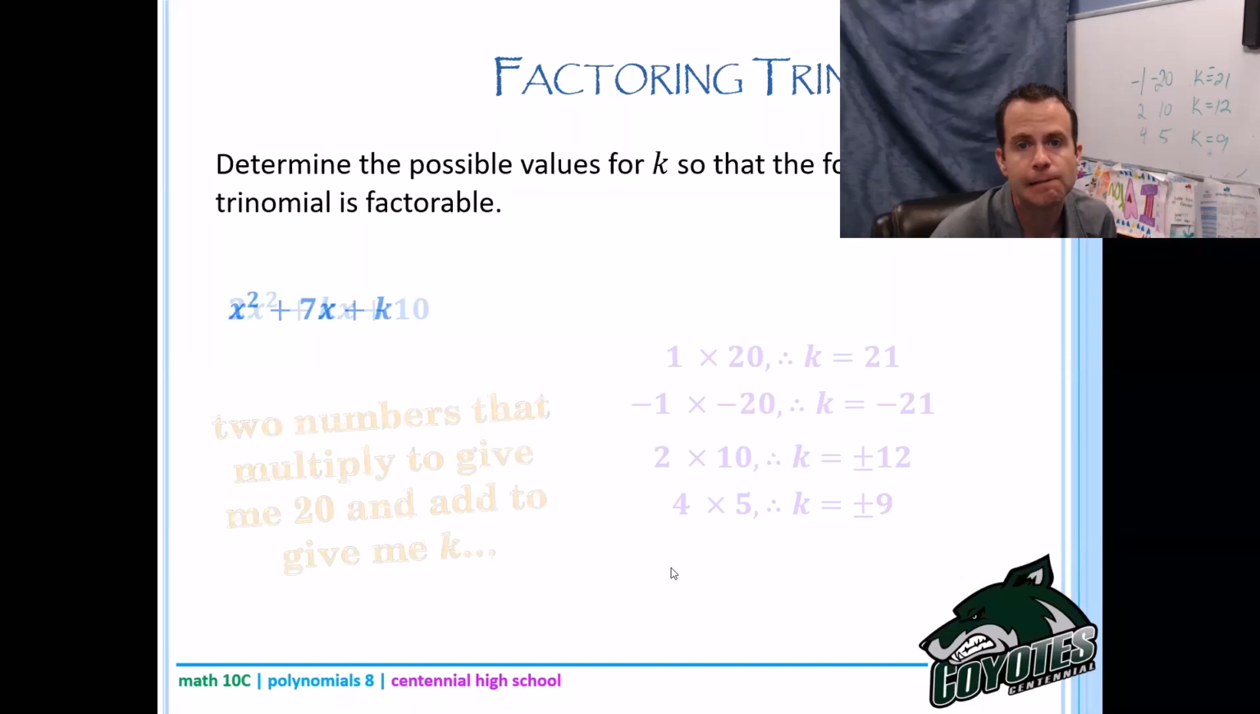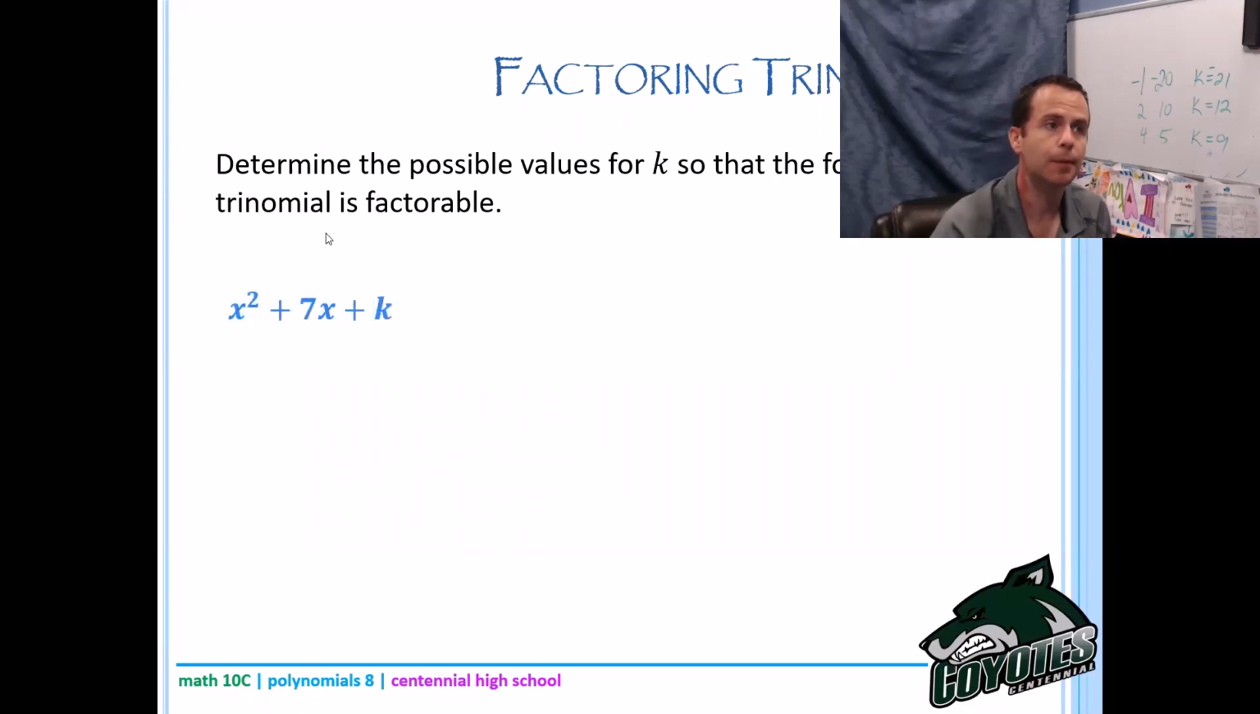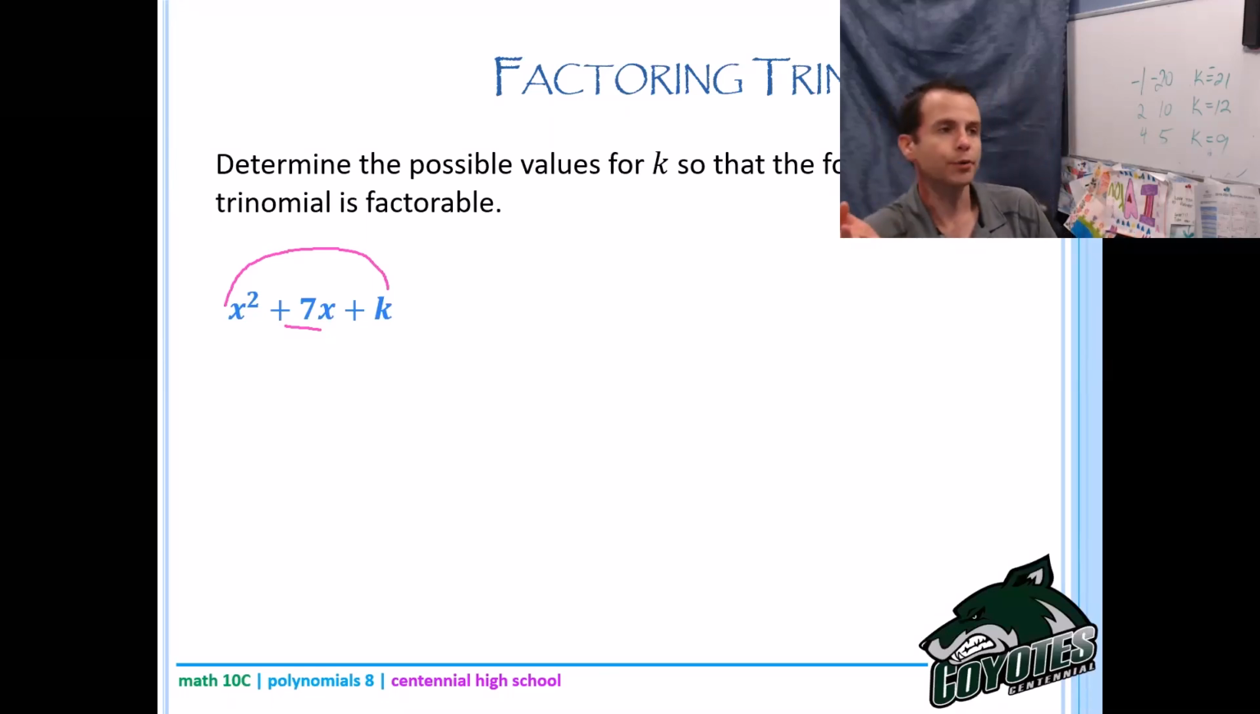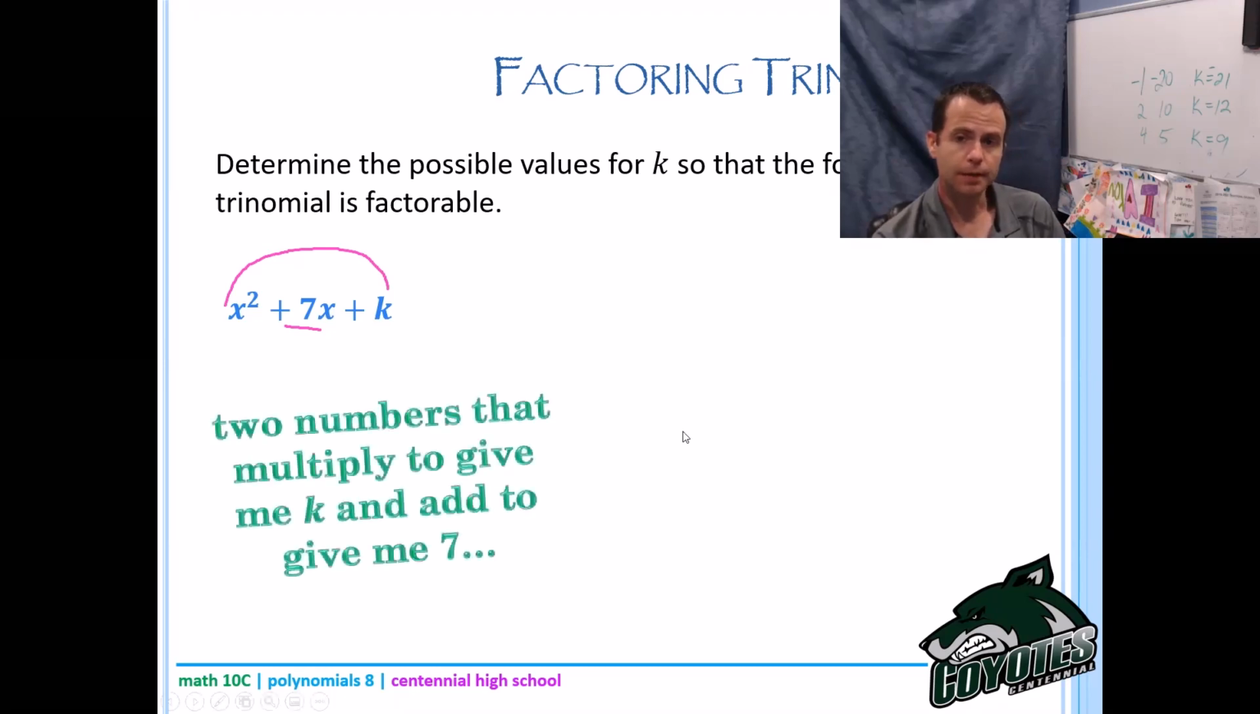Okay? All right, last question for this lesson. Determine the possible values of k so that the following trinomial is factorable. Same sort of question, except this time I changed where k was. Now, I'm looking for two numbers that would multiply together to give me k, but add together to give me 7. So now what I'm asking myself is, okay, well, what would add together to give me 7? Well, 1 plus 6 would give me 7. So what would k need to be? In that instance, k would need to be 6, 1 times 6. Okay. What else could I do? I could do 2 plus 5, which is 7, which would make k 10. I could do 3 plus 4, that would make k 12.